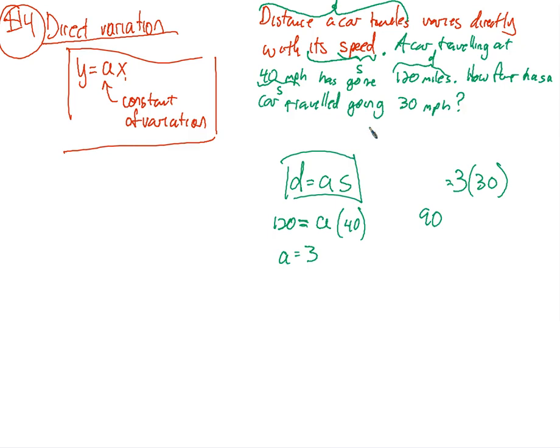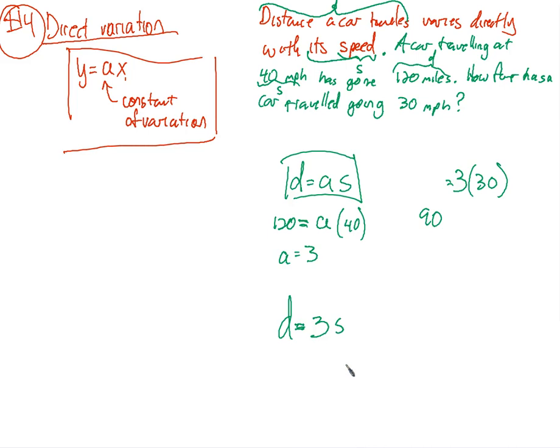So if these two things vary directly, then we can write this equation, all right? And if we're given one example of two values for d and s, then we can find a, and then we can use a to find another value, right? And if I were asked, for instance, to write an equation that relates s and d, then I can write d is always going to be equal to 3 times the speed, okay?